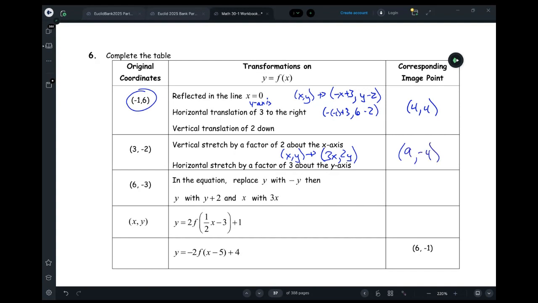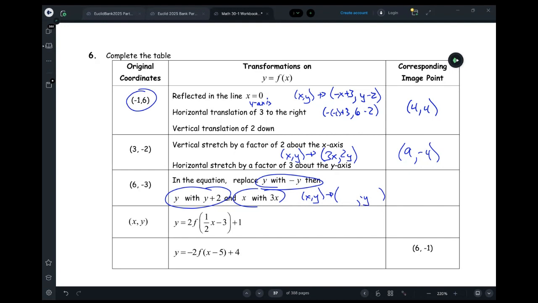Now here, watch how this one's written. We're going to replace y with -y. And then we're going to replace y with y plus 2 and x with 3x. Okay, now that's different. When we talk about it in terms of a replacement, now we're talking about what's going to happen in the function. Now, replacing y with negative y is going to be a vertical reflection. That's really just going to make the y negative, so that's really no different.